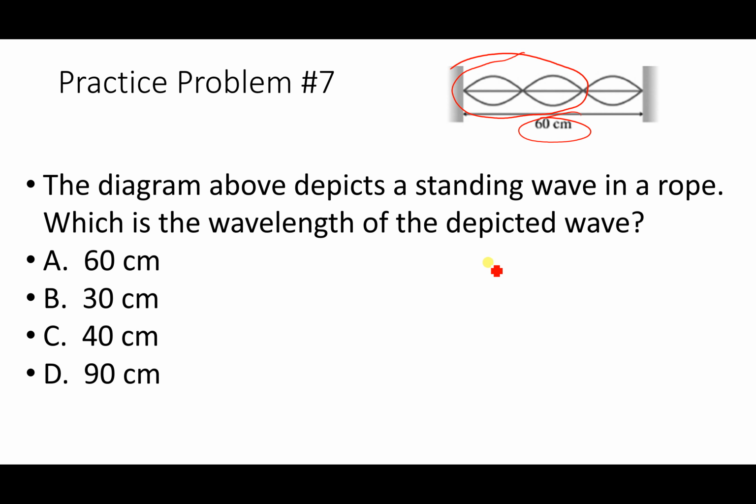So we're going to take 2/3 of 60, and 2/3 of 60 is going to end up being 40. We're in centimeters. So our wavelength for this particular wave is 40 centimeters. One wavelength in this case is 2/3 of the string length. And again, remember that one wavelength is 2 loops in a standing wave.